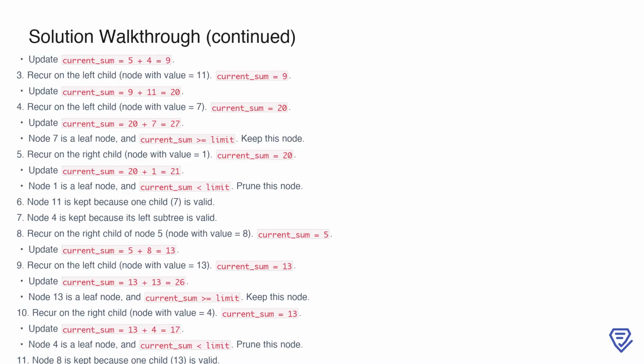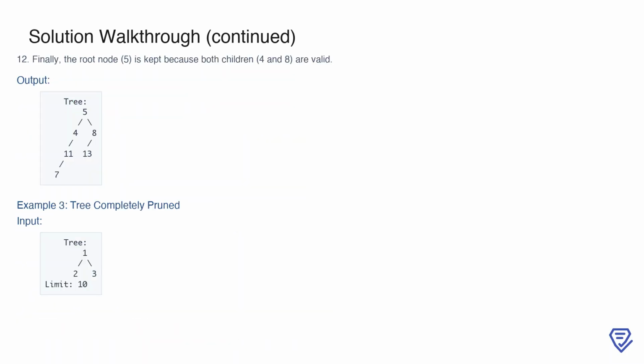Since node 8 has one valid child, node 13, it is retained. Finally, the root node, 5, is kept because both its left and right subtrees contain valid nodes. The resulting output tree includes nodes 5, 4, 8, 11, 7, and 13, with the pruned nodes removed. This illustrates how the algorithm effectively removes insufficient nodes while preserving valid paths.